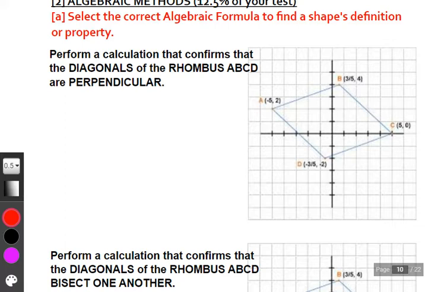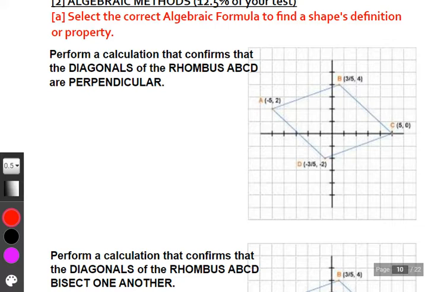So this is like part 2 of the weird things that we didn't really ask you to do in class, but we can adapt it given what we know so far about how to calculate things on shapes. And so here we have part A. We want to perform a calculation that confirms the diagonals of the rhombus ABCD are perpendicular.